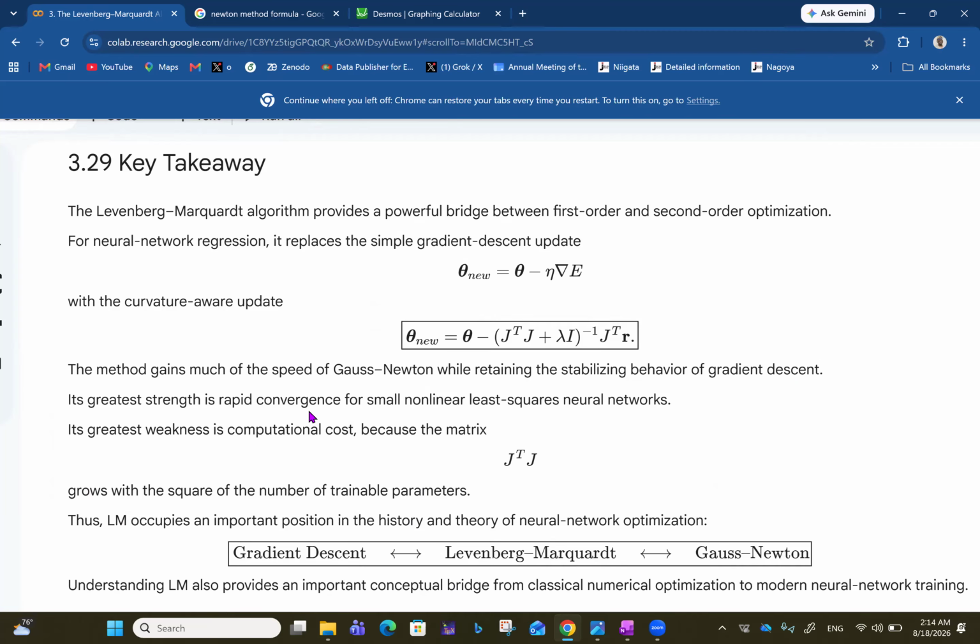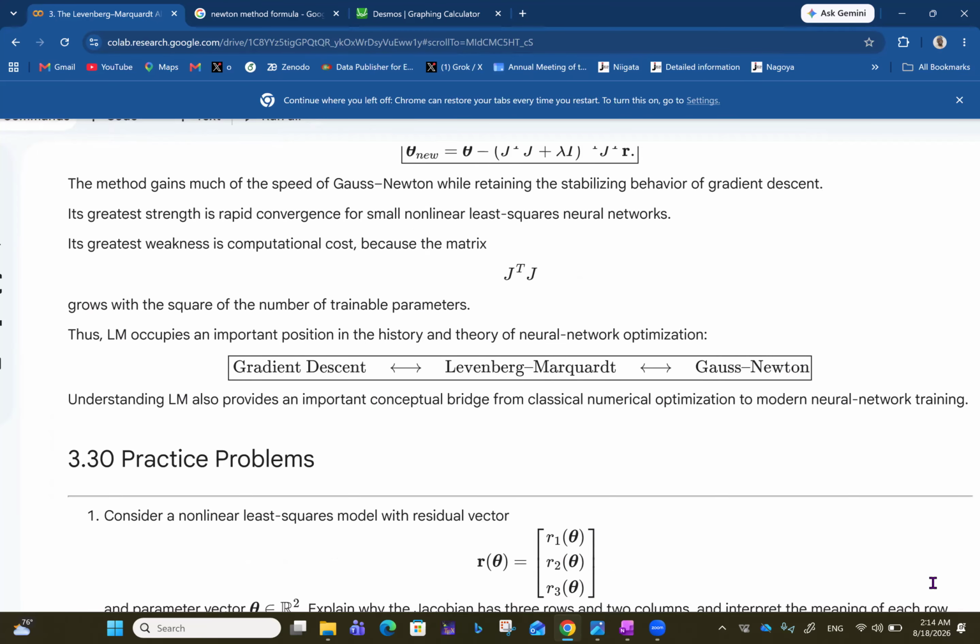Its greatest strength is rapid convergence for small nonlinear least squares neural networks. Its greatest weakness is computational cost, because the matrix J transpose J grows with the square of the number of trainable parameters. Thus, LM occupies an important position in the history and theory of neural network optimization. You have gradient descent leading to Levenberg-Marquardt and Levenberg-Marquardt leading back to gradient descent, depending on the damping parameter. Levenberg-Marquardt can lead to Gauss-Newton or Gauss-Newton can lead back to Levenberg-Marquardt, depending on the damping parameter. Using Levenberg-Marquardt also provides an important conceptual bridge from classical numerical optimization to modern neural network training.